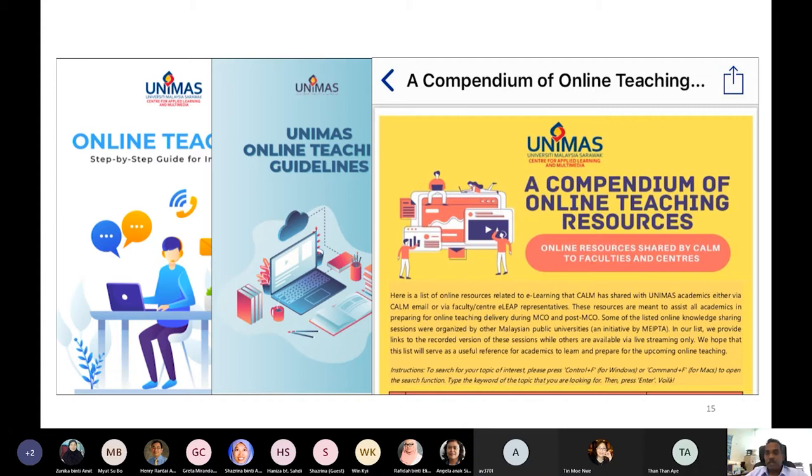Now, in that page, if you scroll, you will find the online step-by-step guide using infographic. And here, you will have a PDF file which tells you all the things with regards to the infographic. And especially this one, I would like to highlight. This is the goldmine of that particular webpage: the compendium of online teaching resources.